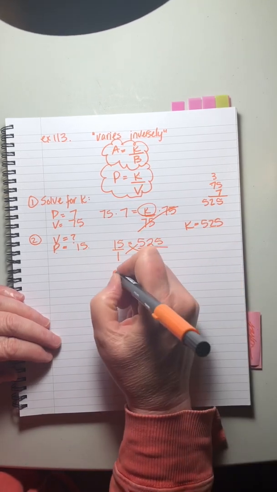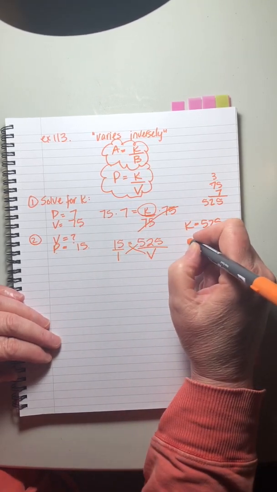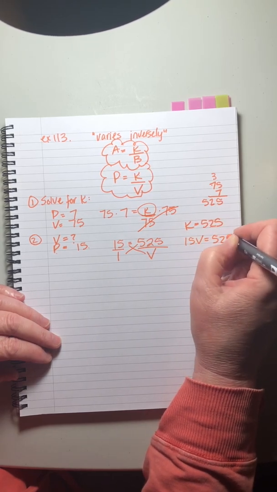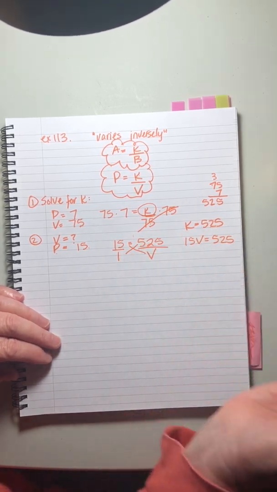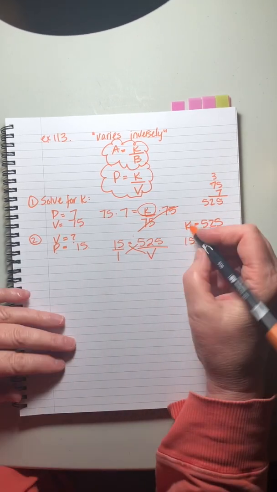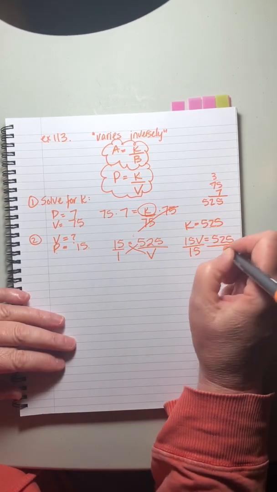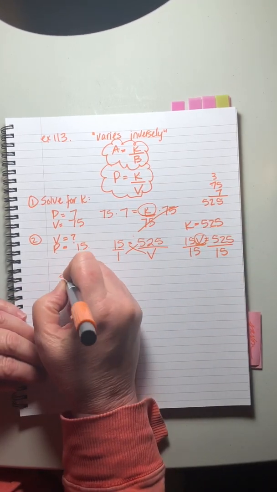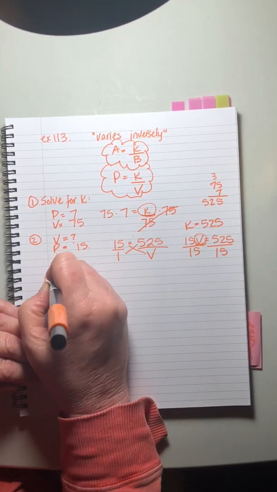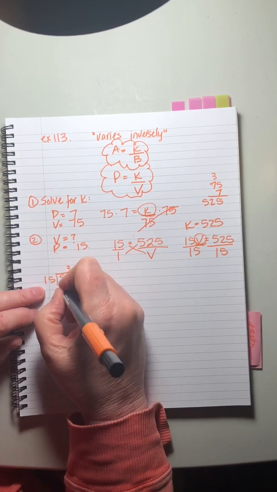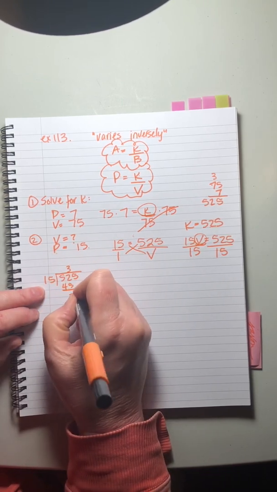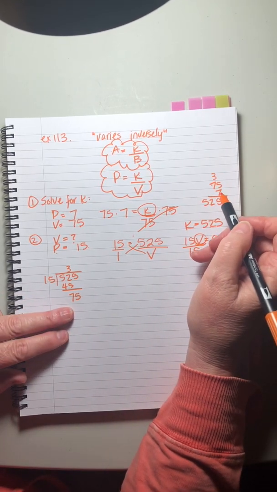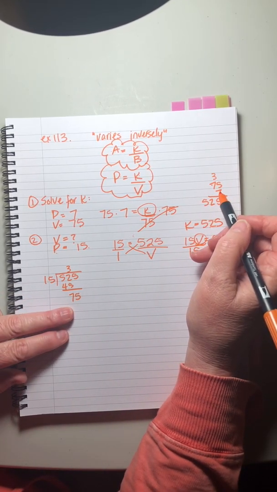So then we'll get 15V equals 525 times 1. I'm not even going to write that down. Now we can divide by 15 to isolate the V. Okay, 525 divided by 15. Let's see, that would be 3, which is 45. And 75, which we just figured out, is, well, let's see, that's not going to work out.